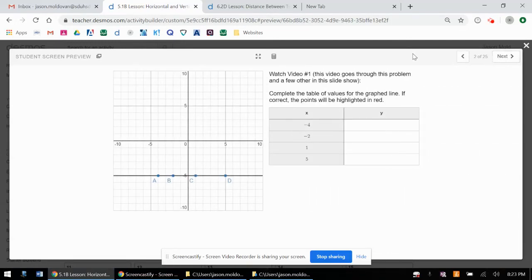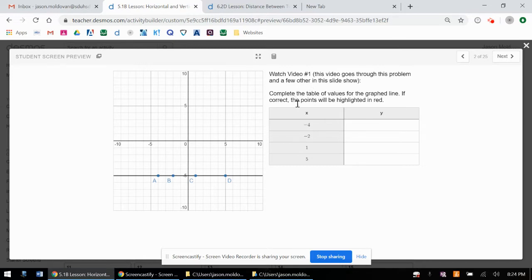This is the first video for the 5-1-B lesson, which focuses on horizontal and vertical lines. This was actually something that we also covered in Module 4, and we're going to review in Module 5. Feel free to pause the video or rewind it if I go too fast. And in this first video, I'm going to go through a couple of slides for the first problem.